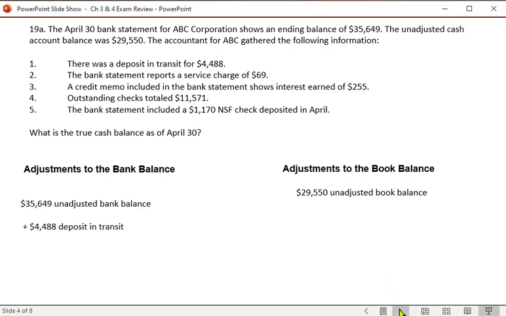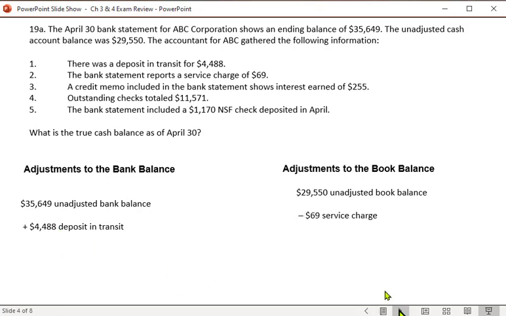Our first adjustment deals with a deposit in transit for $44.88. You want to add this to the bank statement side of the reconciliation because it's something that the bank doesn't know about. We knew about it on our books when we made the deposit, but the bank doesn't know about it until sometime later. In other words, that deposit in transit is not included in that unadjusted balance, so we want to add it on the bank side.